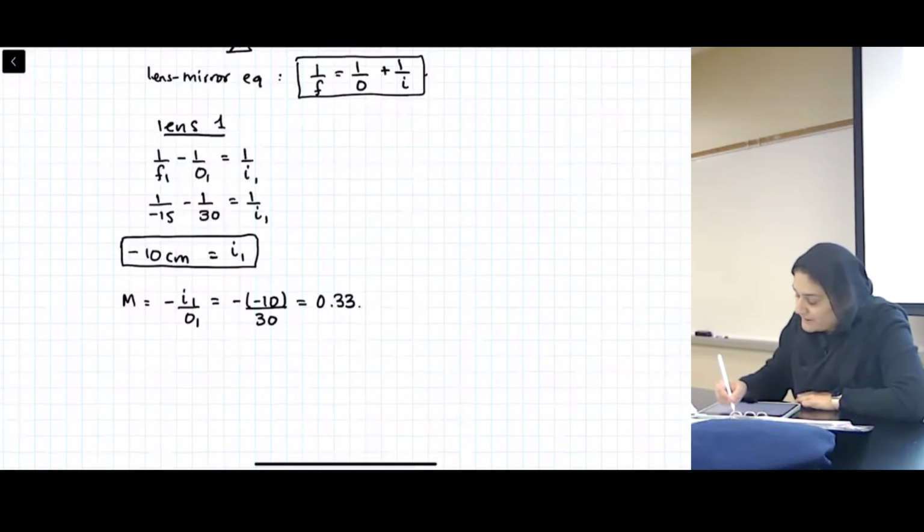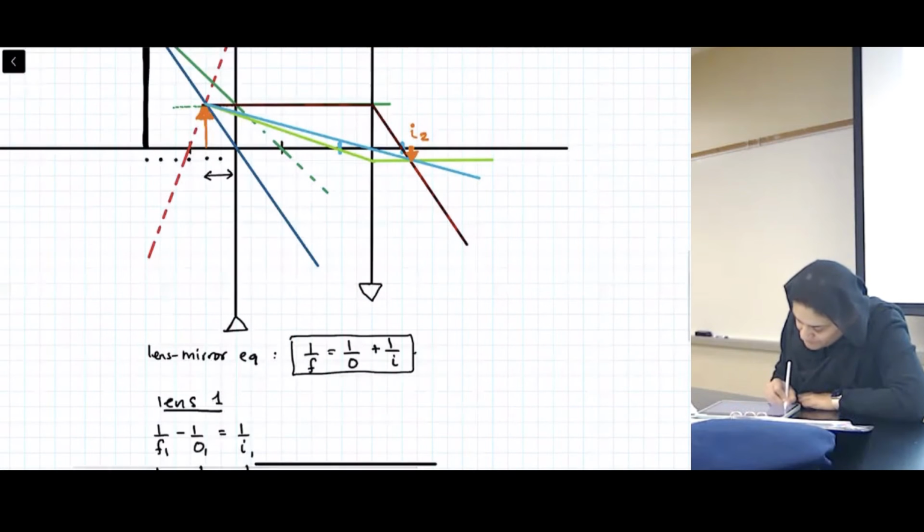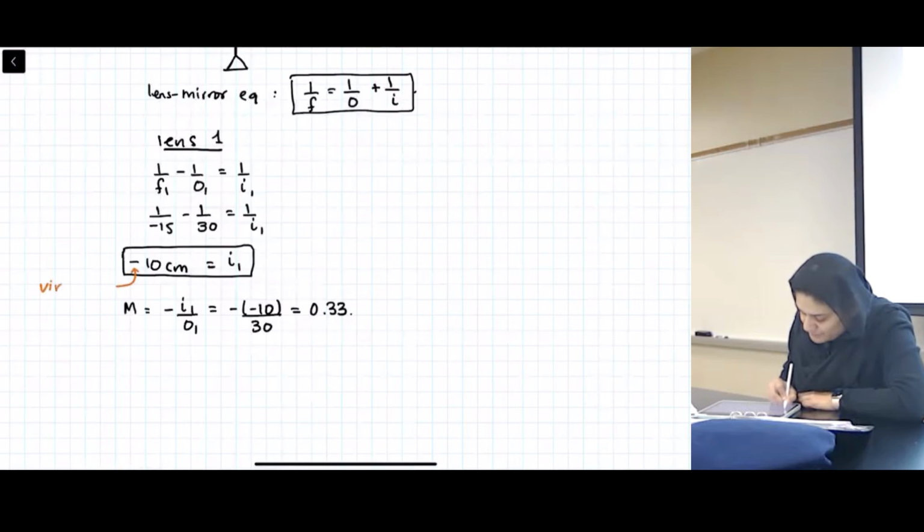So if I look at the image, what would it be? This would be a virtual image. So I1 is virtual, upright, and reduced. Is that what this is saying? This negative sign says it is virtual, and this says it is reduced.